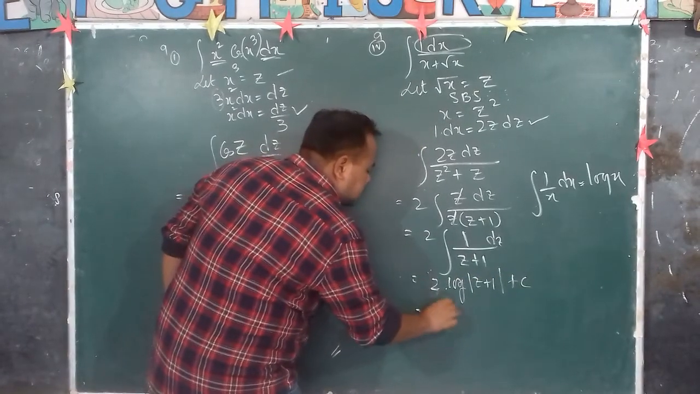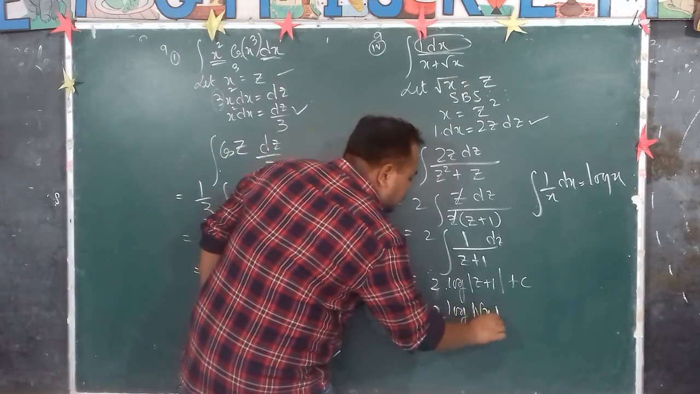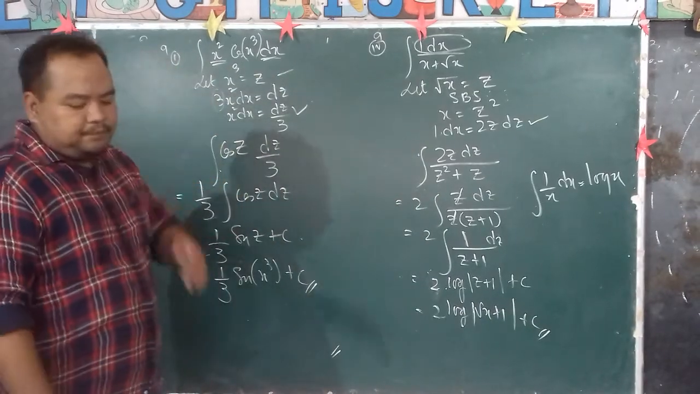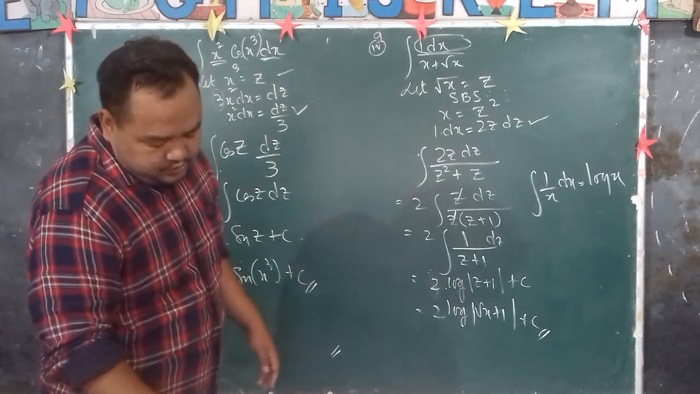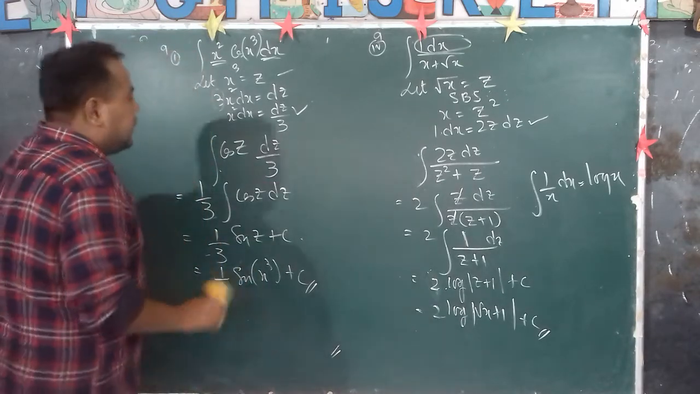So your final answer is 2 log modulus of, what's the value of z? z is root x, so root x plus 1, plus c. So this is how you solve this particular question. This one was question number 9. Is that clear? Okay.